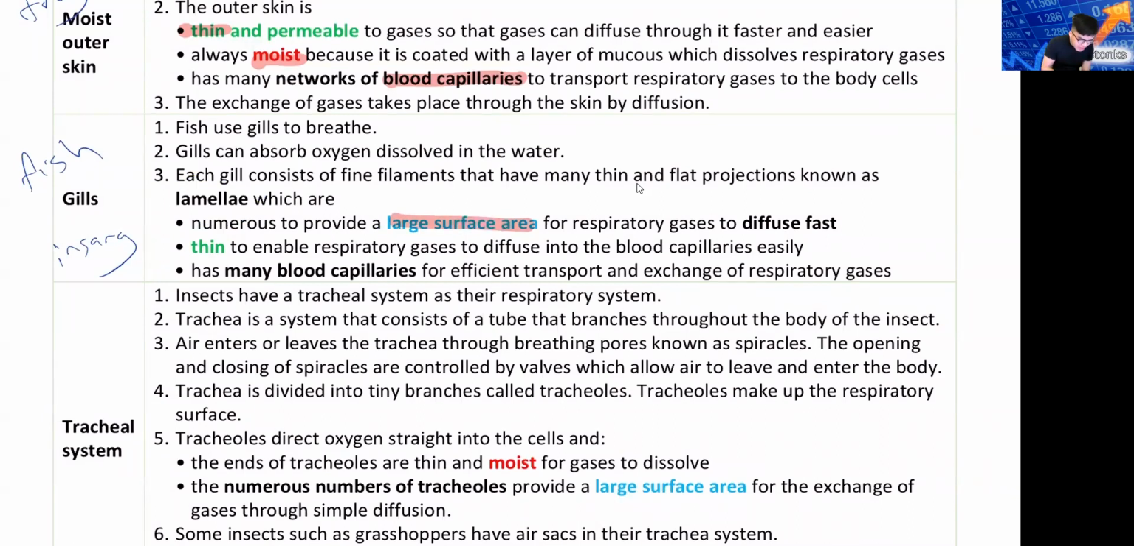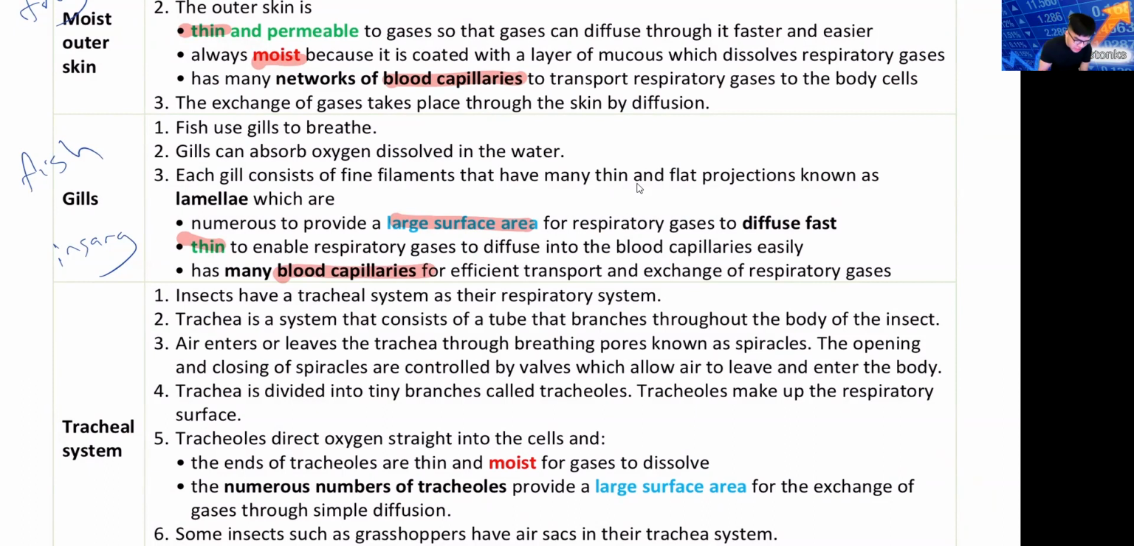Okay, same as us. And then they are thin. The lamella is very small, like hair, so they are very thin, so they enable gas to diffuse fast. And they have blood capillary. As you can see, gills are fully red in color because they are filled with blood.